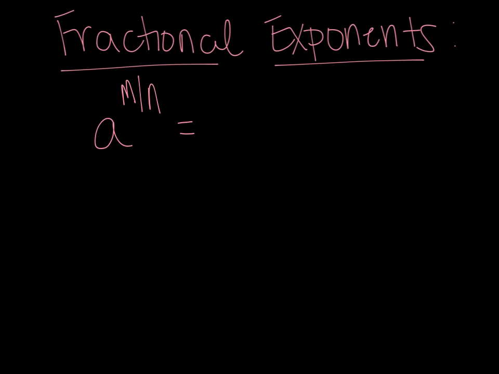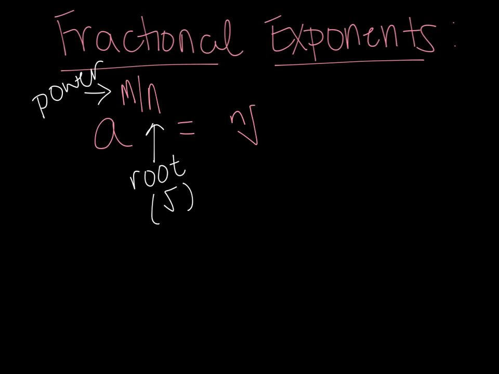And the way that we can rewrite this to make it look like something we already know how to evaluate is the numerator, the top of the fraction, is the power, and the denominator is the root. And when I'm saying root, I'm talking about things like square roots. So if I wanted to rewrite a to the m over n, I would write it as the nth root of a raised to the m power. And we're going to talk about what that nth root means, but let's look at it with an example that we already know how to do.